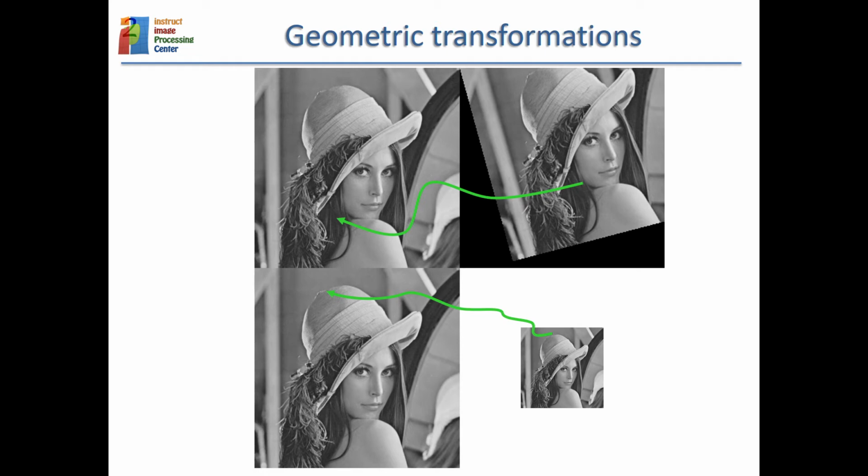Some other operation that we can do with images is some geometrical transformation. So we may have this input image, and then we may want to rotate it, or we may have this input image and we want to make it smaller. And in this kind of geometrical transformations, what we need is a function that tells us, for every coordinate in the output image, which coordinate in the input image it is coming from. So this one is coming from here, this one is coming from here, and so on.